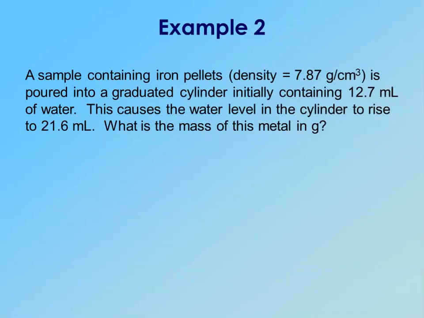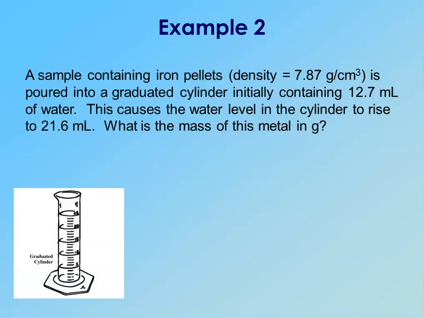Our second example is going to involve a volume that is not able to be measured directly. We have iron pellets. We're given the density of those iron pellets, and we are pouring them into a graduated cylinder that has a certain volume of water already, 12.7 mL. And when the iron pellets are added to the graduated cylinder, the volume rises to 21.6 mL. And we want to know what the mass of this metal is. So just like before, to find mass, we would need to multiply density times volume, but we need the density of the iron as well as the volume of the iron. We know what the volume of water was before we added the iron to the graduated cylinder, and we know what the volume of the water is after we added the iron to the graduated cylinder.